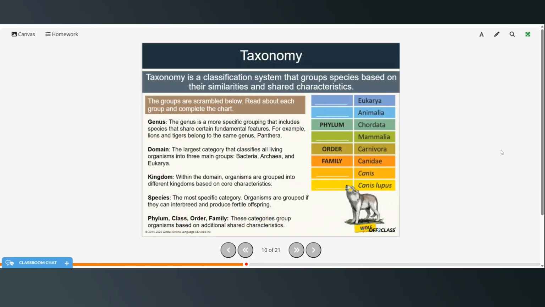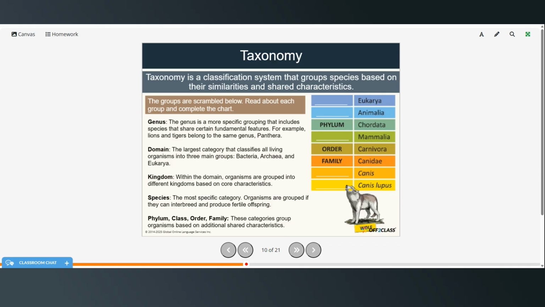So taxonomy is a classification system that groups species based on their similarities and shared characteristics. The groups are scrambled below. Read about each group and complete the chart. So the genus is a more specific grouping that includes species that share fundamental features. For example, lions and tigers belong to the same genus, Panthera.